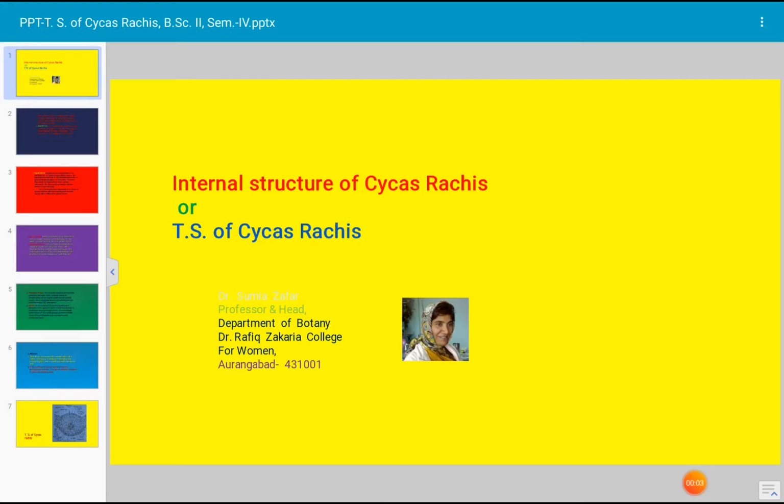Today's topic for discussion is the transverse section of Cycas rachis. Cycas is a gymnospermic plant, and rachis is the part of a compound leaf on which leaflets are arranged. Already in the morphology of Cycas, during the study of external features, we have studied rachis. Rachis occurs in a compound leaf on which leaflets are arranged. Let us see the internal structure of Cycas rachis.